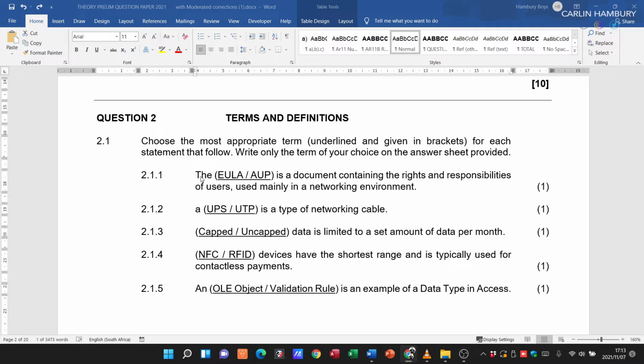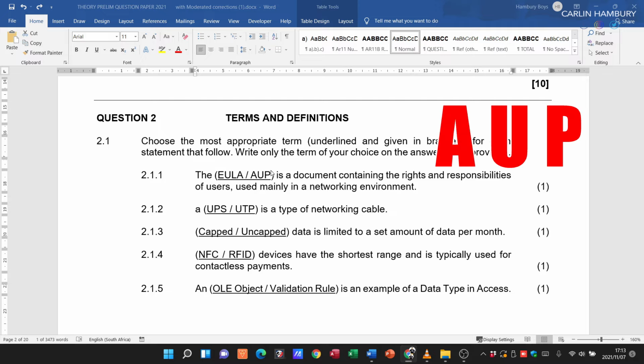So it's saying, which one of the two is a document containing the rights and responsibilities of users used mainly in a networking environment? Does this speak about an agreement between yourself and a software company? No. So it cannot be EULA. It's going to be AUP.